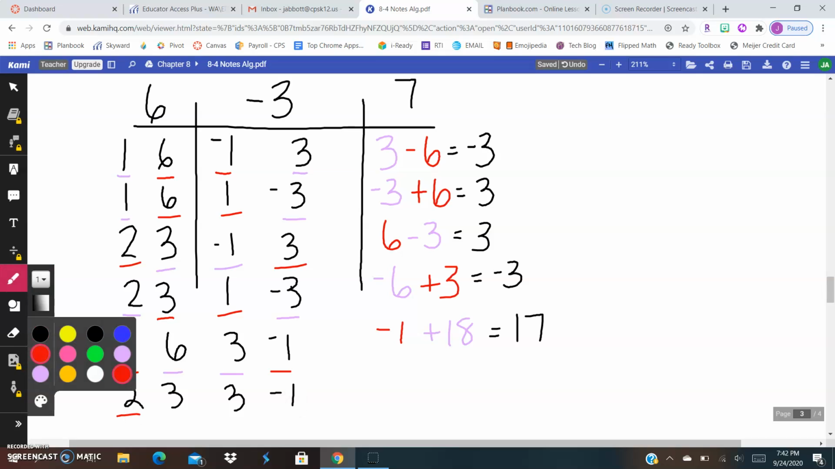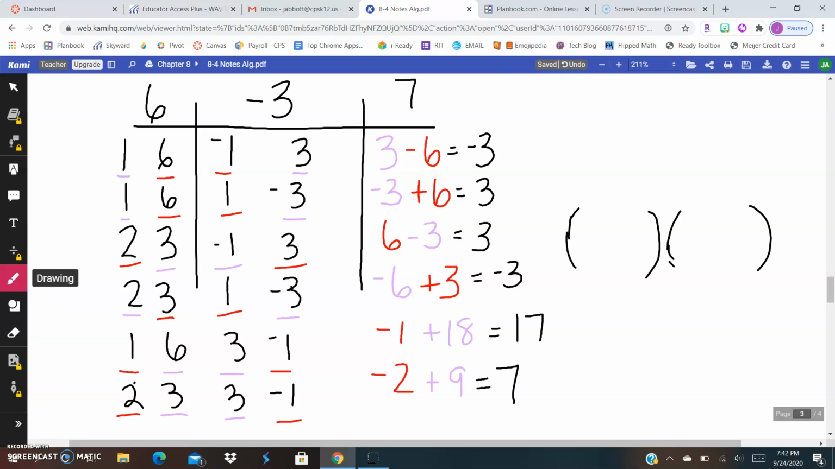So our outside would be 2 and negative 1. Our inside would be 3 times 3. And negative 2 plus 9 is 7. Now we have to write our final answer. So we have our 2 sets of parentheses. Our x's are 2 and 3, so 2x and 3x. And then our constants are 3 and negative 1, so positive 3 and negative 1.